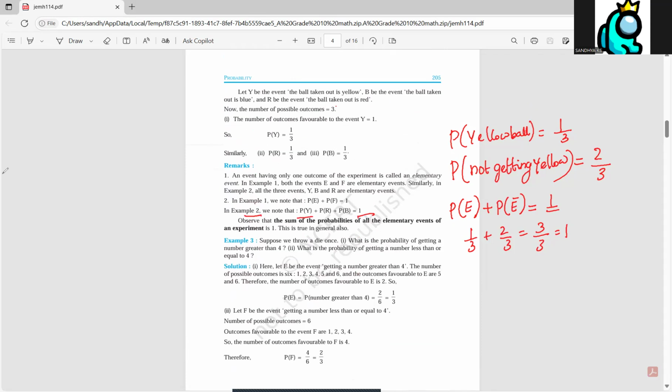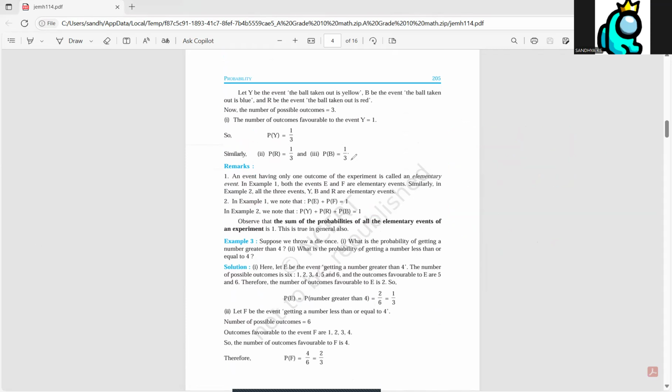See, here it is written. An event having only one outcome of the experiment is called an elementary event. Example, both the events E and F are elementary events. Similarly, in example 1, they are talking about the probability of elementary events, meaning here head, tail. In both of them, only one outcome came. So that is called elementary events. But in example 2, we have 3 events, Y, B and R. So these Y, B, R, we will call elementary events.